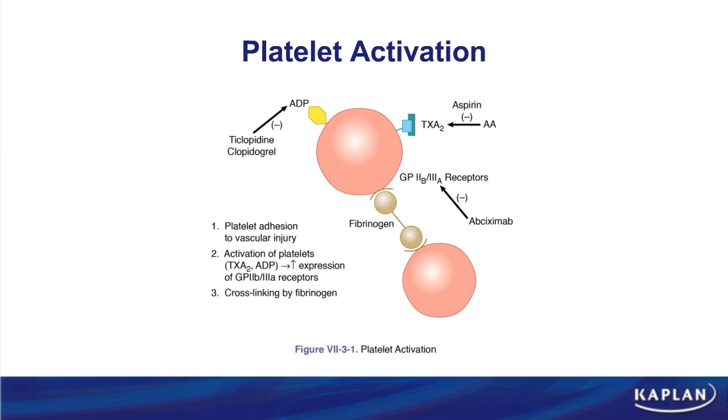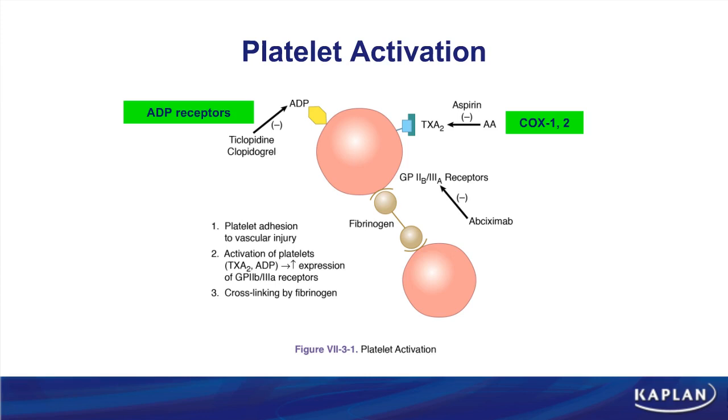As an inhibitor of cyclooxygenase, aspirin is going to inhibit the production of thromboxane A2, a very important stimulant for platelet aggregation. Alternatives to aspirin therapy include the ADP receptor blockers like clopidogrel and ticlopidine. So blocking ADP receptors is a second mechanism for being an antiplatelet drug.